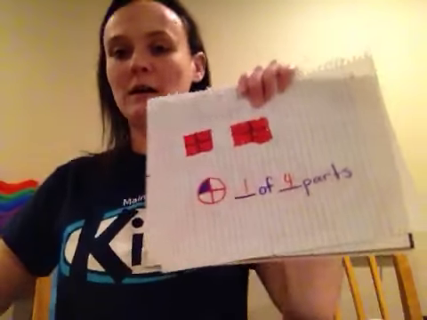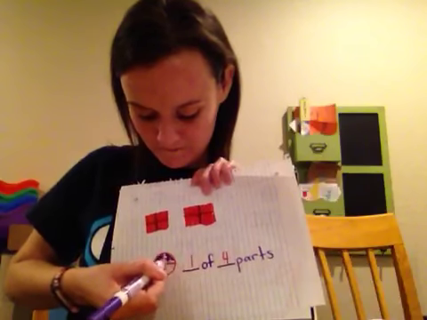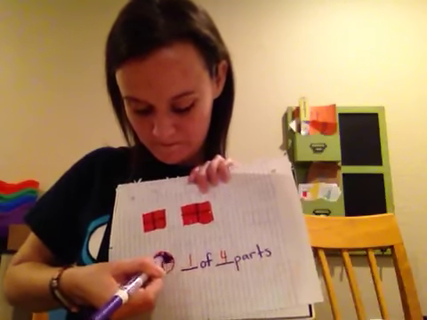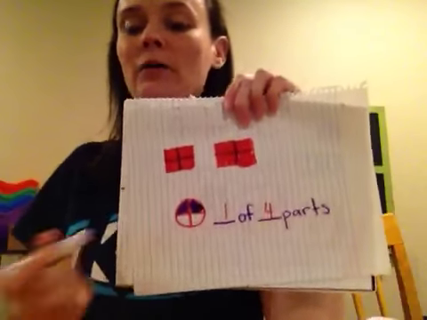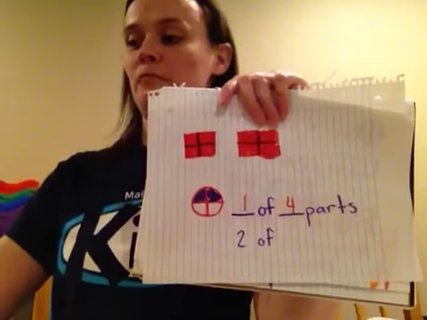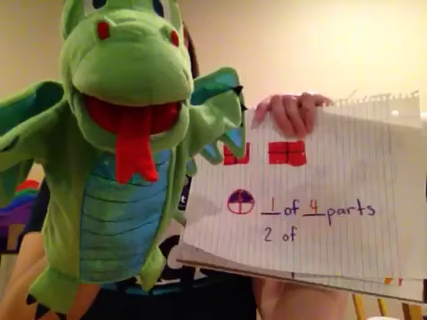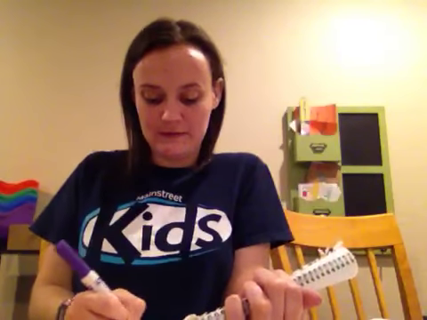Okay, so if I colored one more, how many are colored now? There would be 2 colored of how many parts? Well, I would think Pythagoras gets 2 pieces of cake out of 4 pieces total. Yeah, 2 out of 4. 2 out of 4 parts are colored.